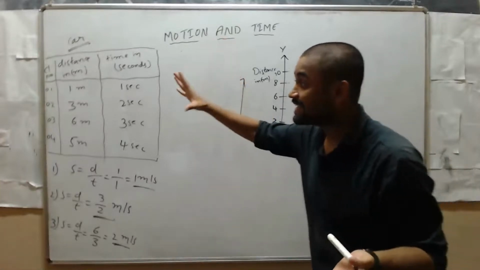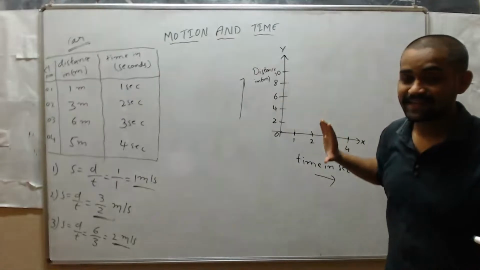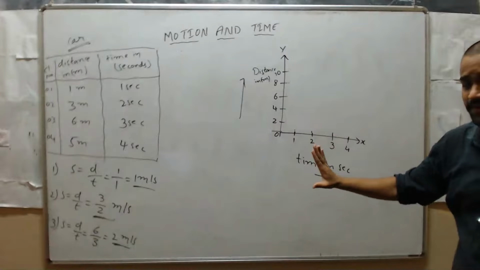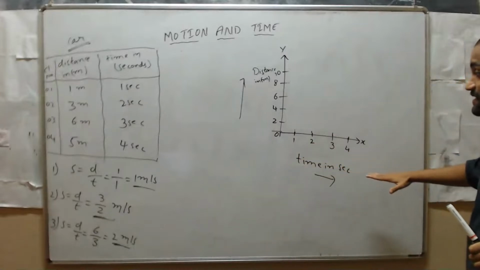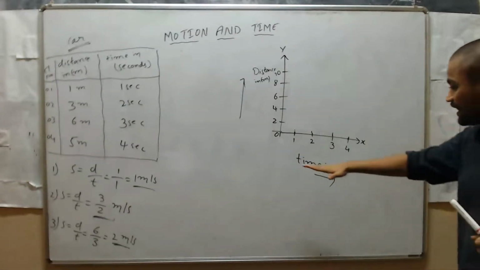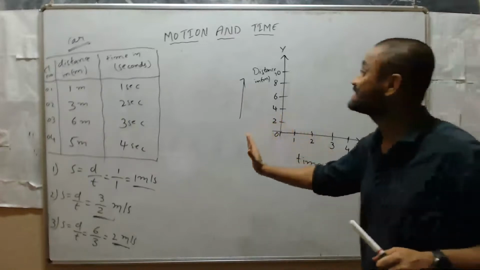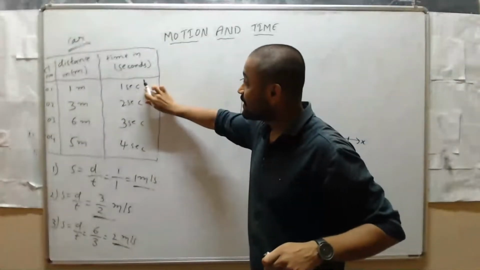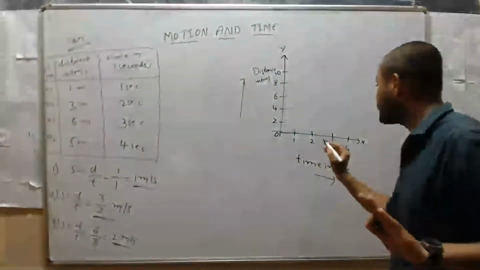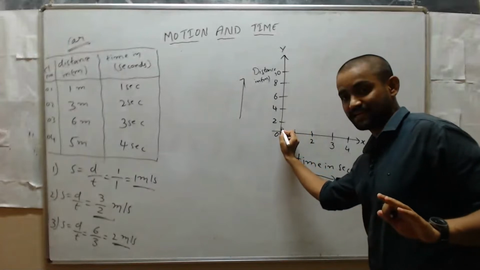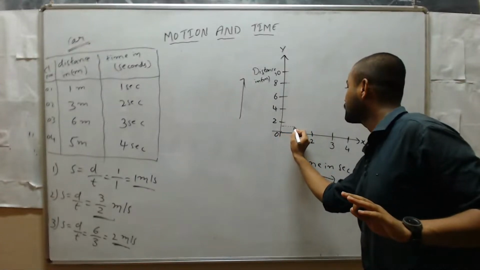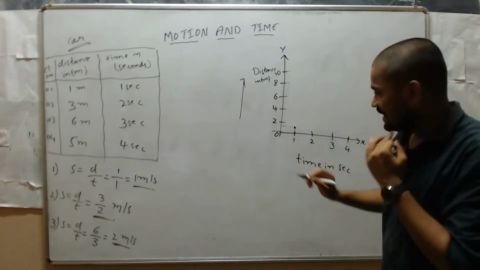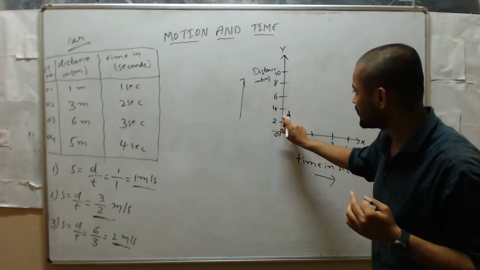Okay, now indicate these data on the graph. How to indicate that? See here, take the same graph as usual. Time is on the x-axis and distance is on the y-axis. Now, the car travels 1 meter in 1 second. See here, 1 meter, 1 second is here. Now I will put the dot here.